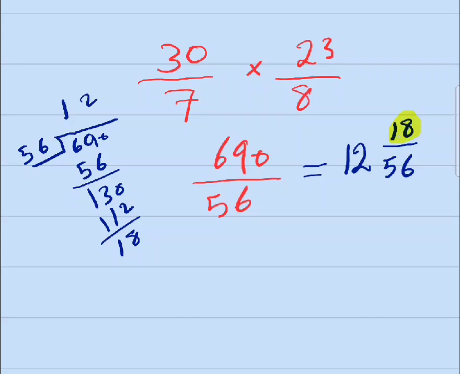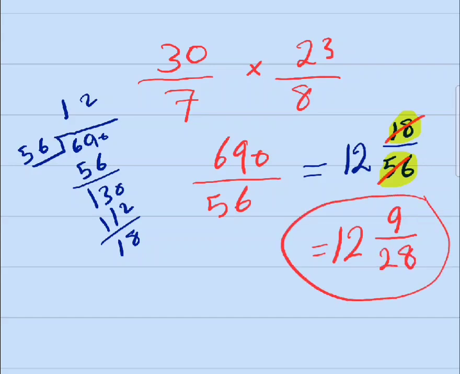Now, always check to see if your fractional portion of the mixed number can be simplified to lowest terms. And we have an 18 and a 56, and they're both even, and so they can both be broken down by 2, and that happens to be their greatest common factor, so it's just going to be one step here. So divide both by 2, and I'll have to go underneath again. 18 divided by 2 is 9, 56 divided by 2 is 28, and that's the simplified version. So the answer to number 2 is 12 and 9/28.